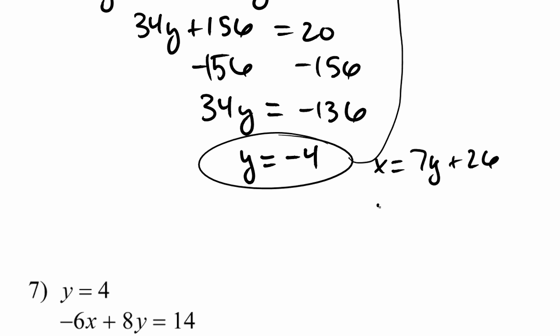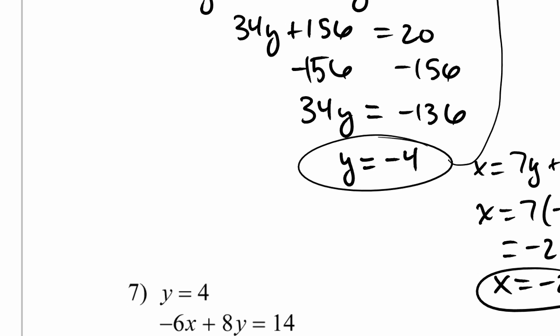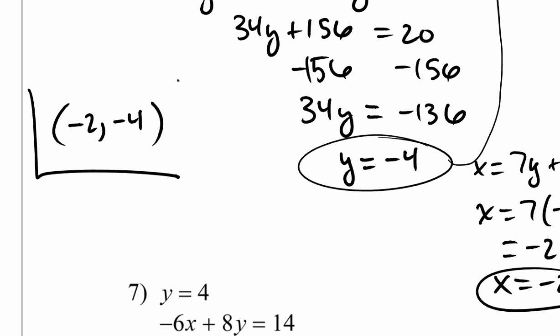So x equals 7 times negative 4 plus 26. 7 times negative 4 is negative 28. So I've got here negative 28 plus the number 26. So it looks like x is equal to negative 2. So my solution is this point. x is negative 2 and y is negative 4. So there's my solution to this problem.